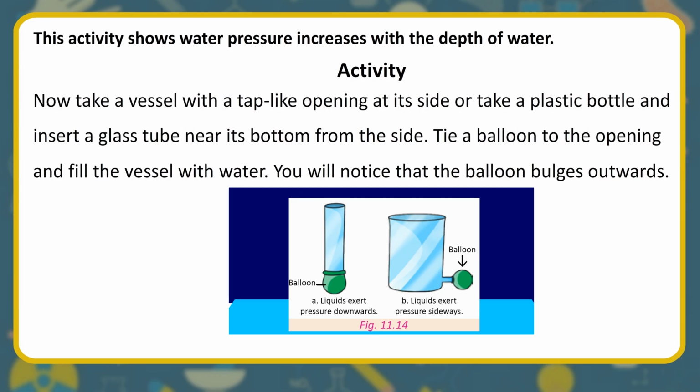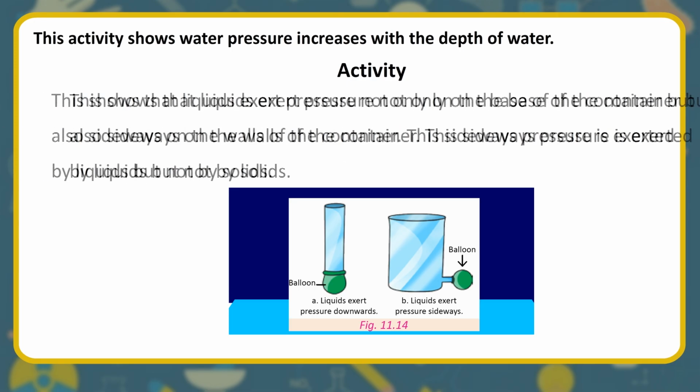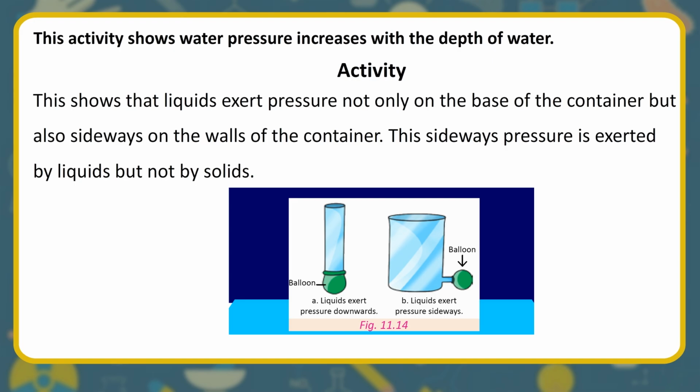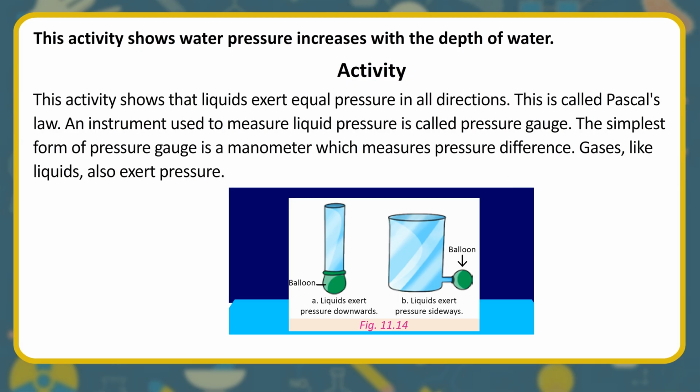Now take a vessel with a tap-like opening at its side, or take a plastic bottle and insert a glass tube near its bottom from the side. Tie a balloon to the opening and fill the vessel with water. You will notice that the balloon bulges outwards. This shows that liquids exert pressure not only on the base of the container but also sideways on the walls of the container. This sideways pressure is exerted by liquids but not by solids. This activity shows that liquids exert equal pressure in all directions. This is called Pascal's law.